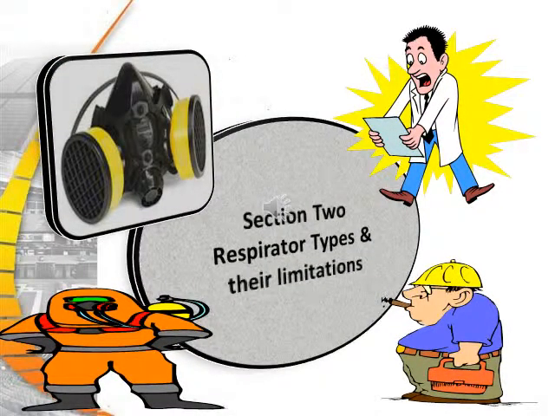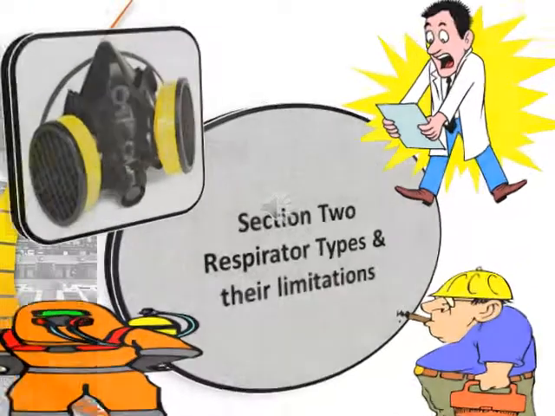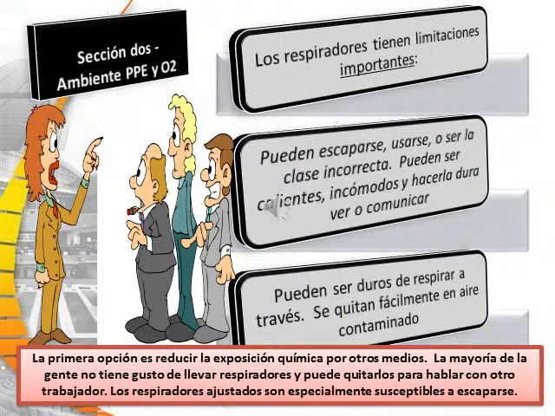Section 2. Respirator types and their limitations. Respirators have major limitations. They can leak, wear out, or be the wrong kind. They can be hot, uncomfortable, and make it hard to see or communicate. They can be hard to breathe through. They are easily removed in a contaminated area.